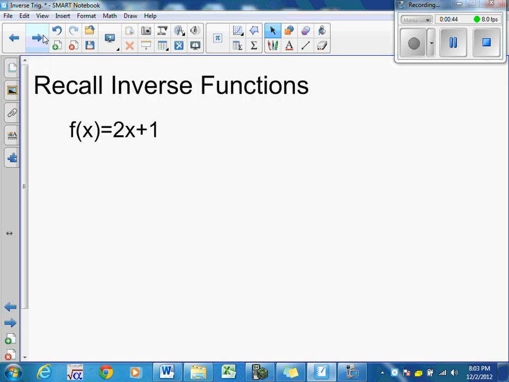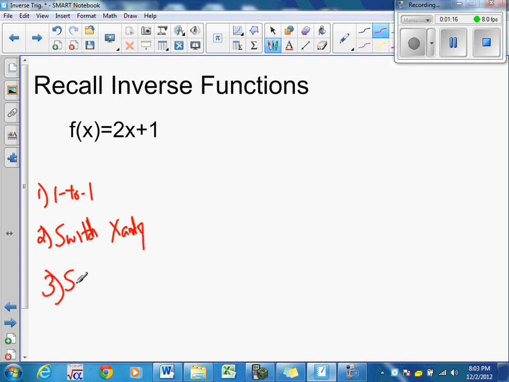Now, first, I want to take a second to refresh your memory about inverses. When we want to find inverses, we had 3 steps. Our first step was to determine if it was 1 to 1. Did it pass the horizontal line test? Then we would switch the x and the y's. And third, we would solve for y.